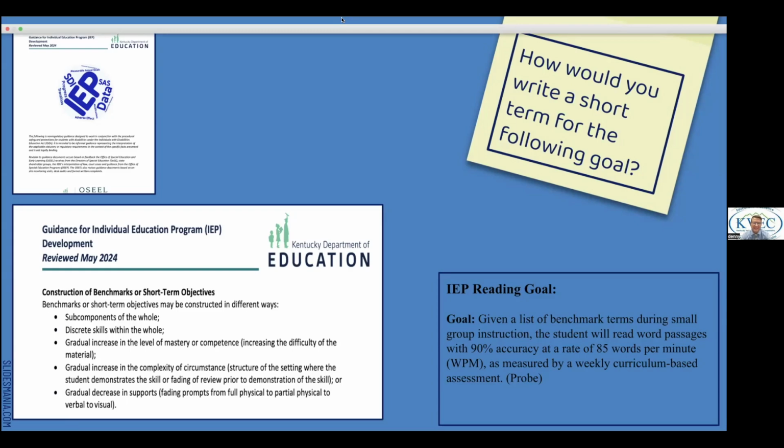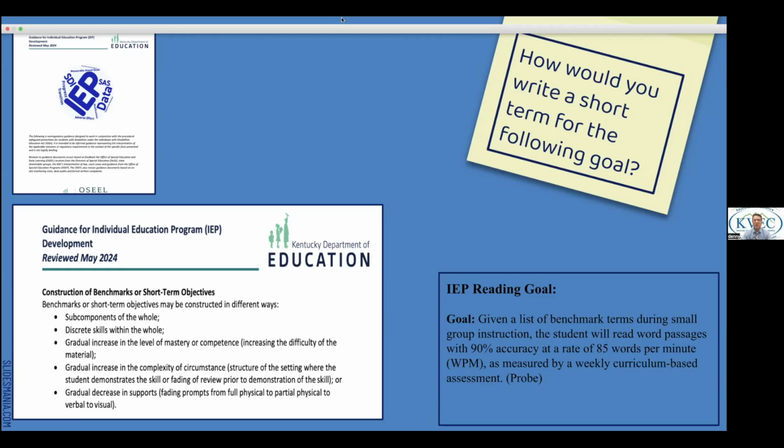Because what I see lots of times out there when I'm reviewing files is I'll see the student's going to read this many words at 70%, and they're going to read this many words the next time at 80%, and that's going to be the short terms. And so we kind of start a gradual increase in the level of mastery or competence, but that might not be the problem. We want this goal to be big enough for a year, and so if we're going to increase reading comprehension, maybe that be the thing. And we're going to break that down.